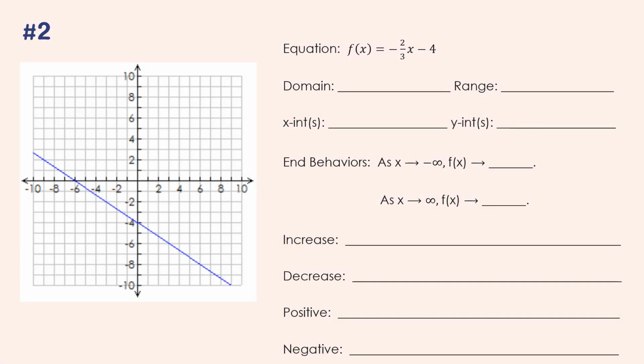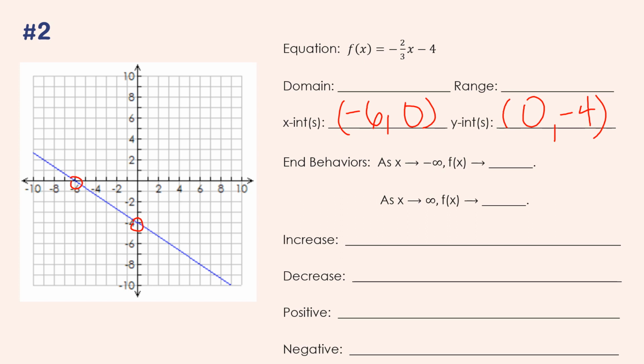For number 2, we're looking at the function f of x equals negative 2/3 x minus 4. Remember that that is in slope-intercept form, so our slope is negative 2/3, and then our negative 4 represents the y-intercept, which you can see on the graph. So I'm going to go ahead and fill in that y-intercept. Remember that it is a point, so I'm going to write it as (0, -4). Y-intercepts always have an x-coordinate of 0. The x-intercept is where it crosses the x-axis, and that is at (-6, 0). X-intercepts should have a y-coordinate of 0.